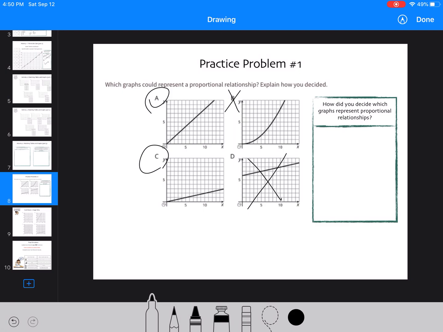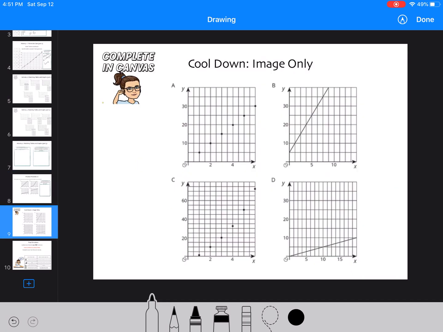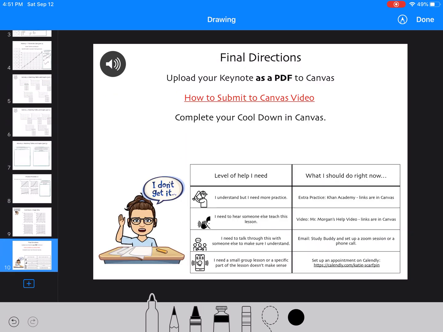So, how did we decide? It must be a straight line going through 0, 0. So now they're going to ask you to do the same kind of thing again. Here's the image. You're going to need to make that decision on your cool down, and then if you need extra help, here are your different options.